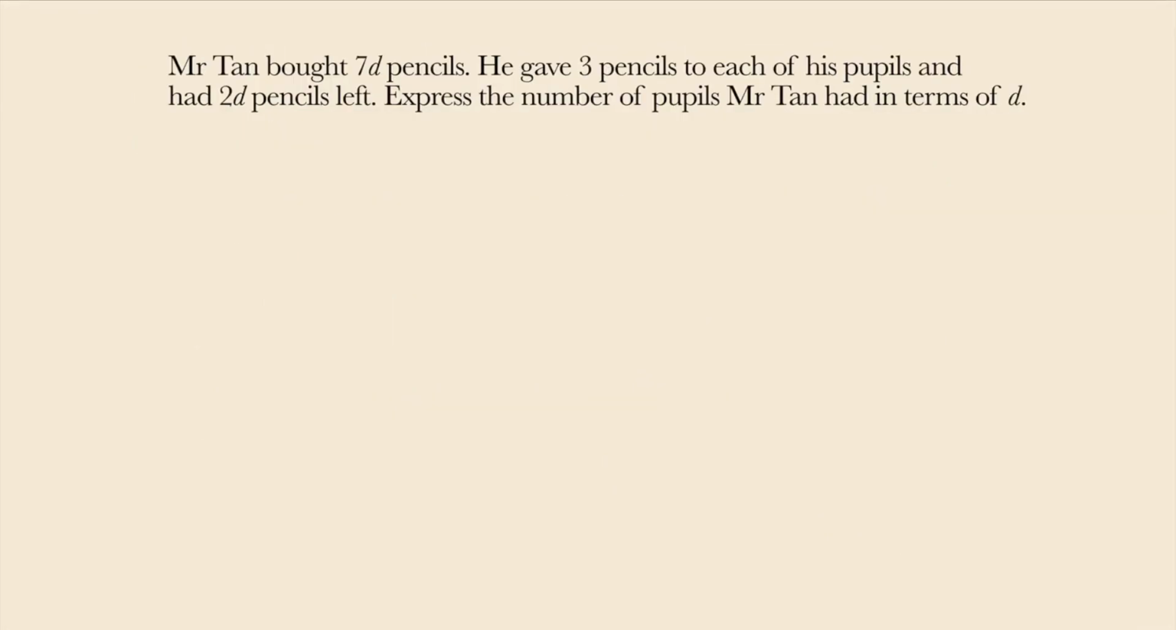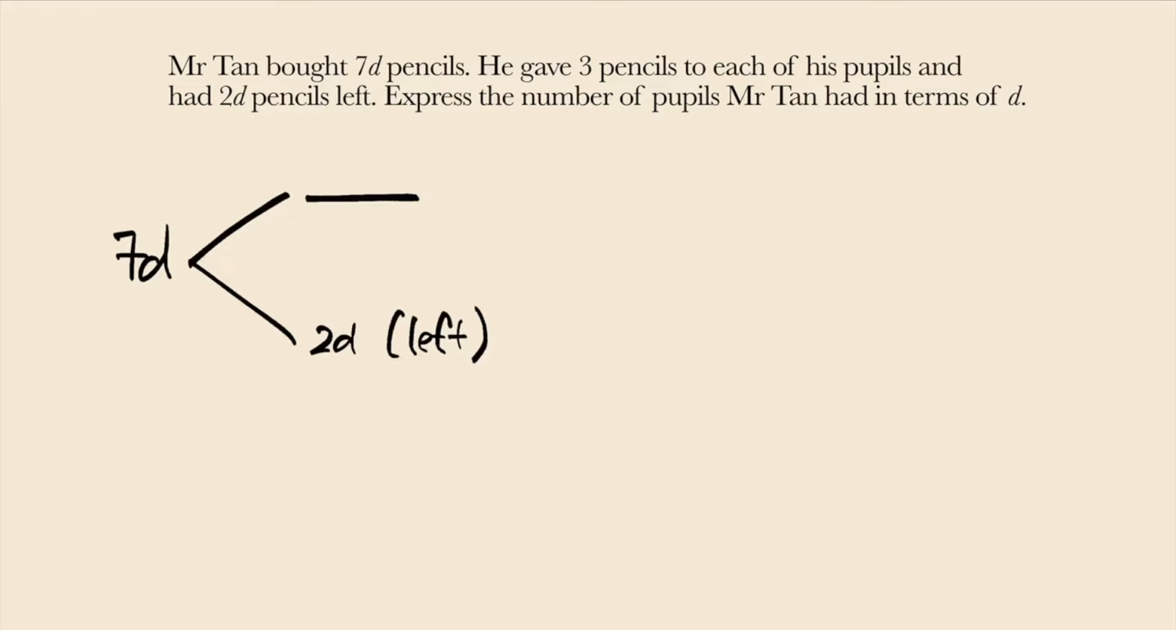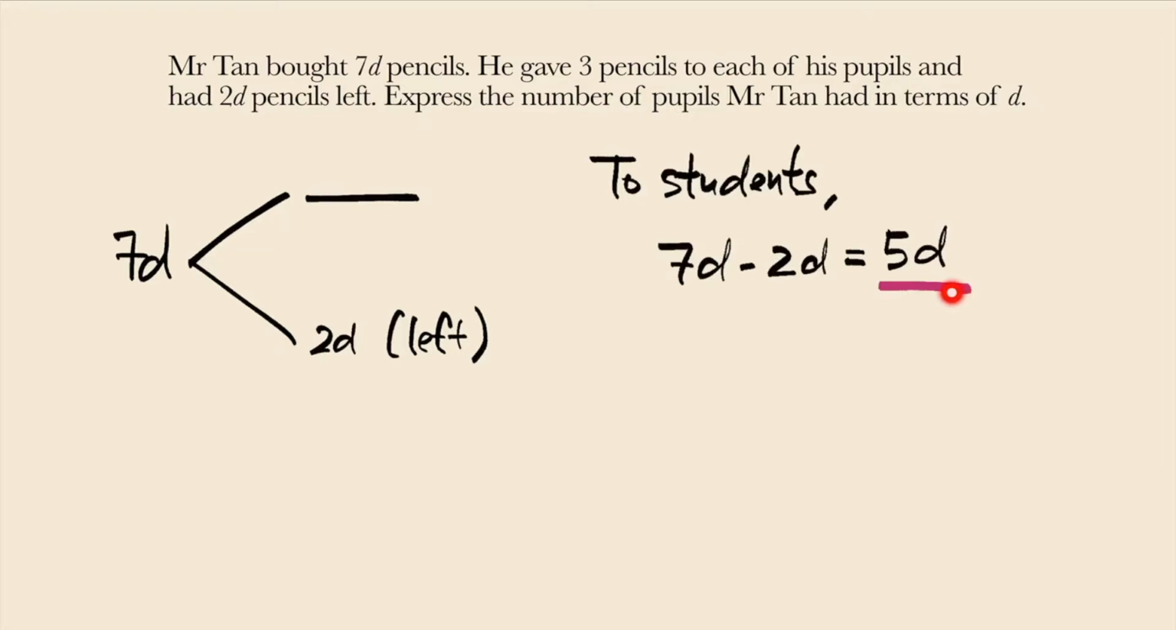Mr. Tan had 7 D pencils. He gave 3 to each of his pupils. Okay, now how do you model that? And he had 2 D pencils left. Now, doesn't that mean that he gave a total of 5 D pencils to all the students? Well, I'm going to put 5D there.